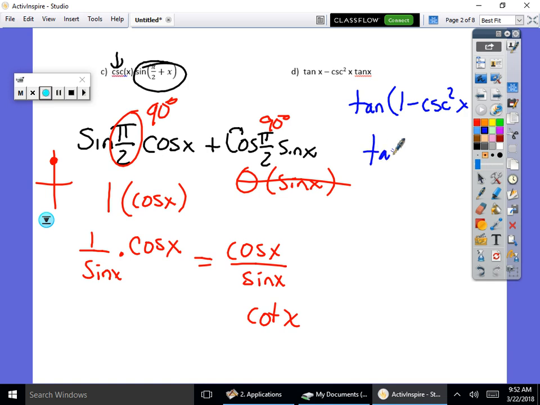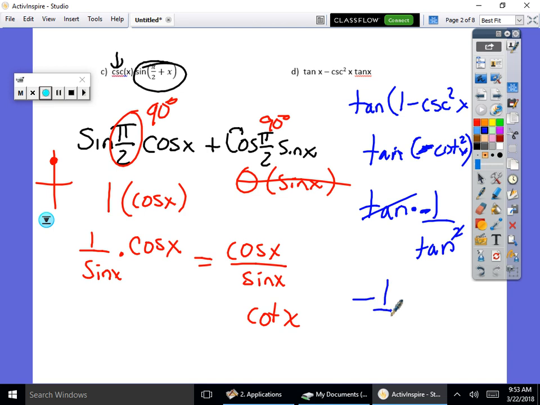So we're going to do tangent times negative cotangent squared x, right? Oh, x squared, sorry. Yes? Okay, so that's tangent times a negative 1 over tangent squared, right? Yes? This tangent cancels one of these tangents, and I'm left with negative 1 over tangent, which is the same as negative cotangent. Everyone good?